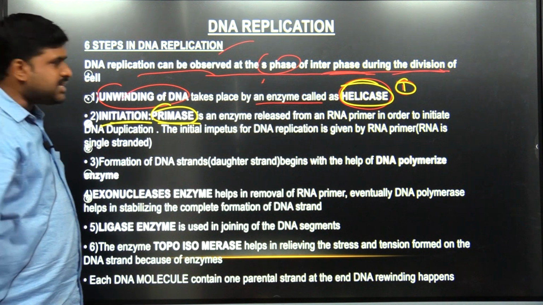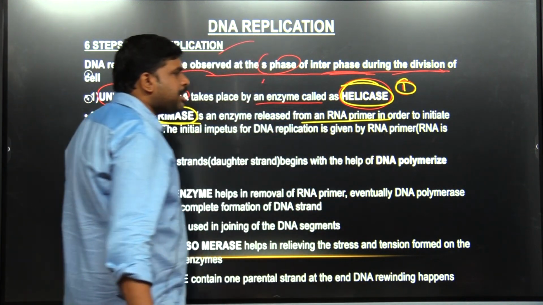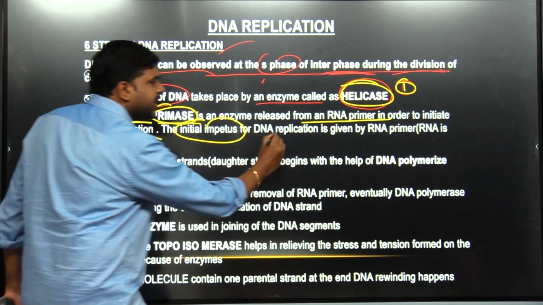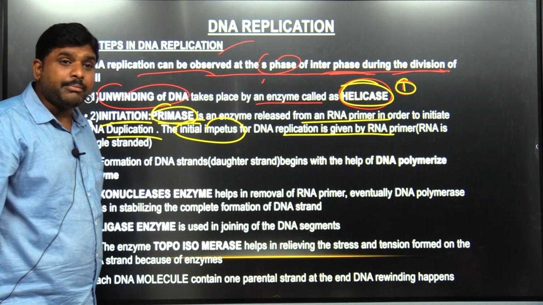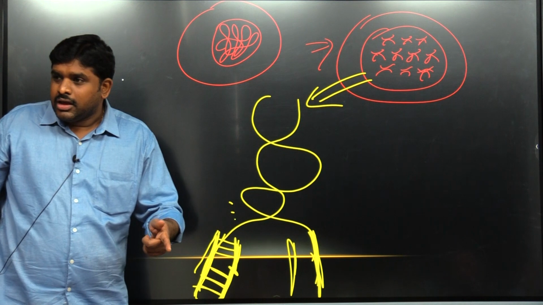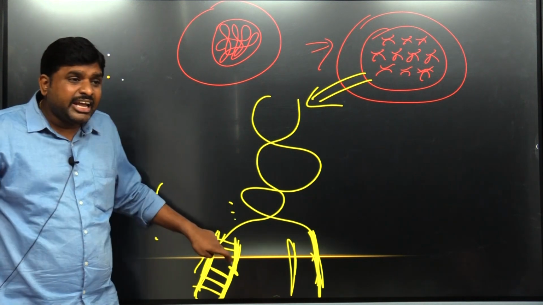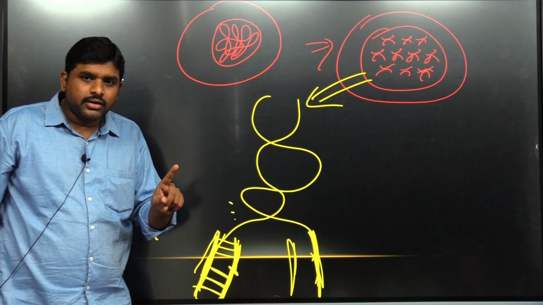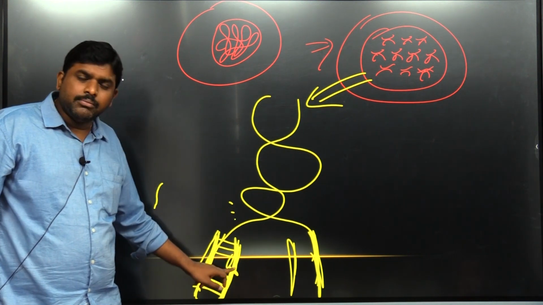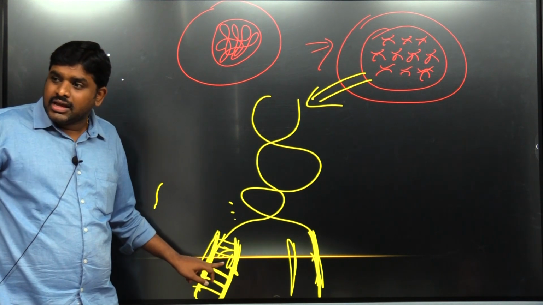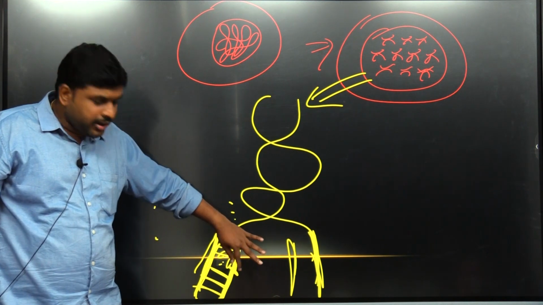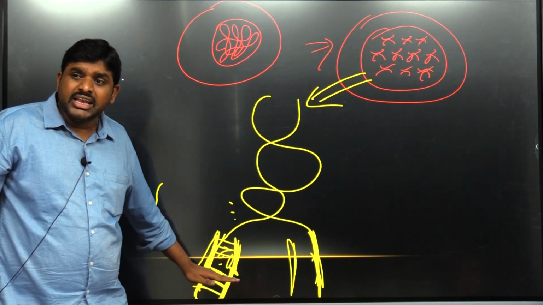Primase is an enzyme that releases an RNA primer in order to initiate DNA duplication. The initial impetus for DNA replication is given by the RNA primer because RNA is a single strand. So RNA is single strand, so it can come. DNA cannot come. Why? Because it is double stranded, but I required only one strand. So the primase enzyme and an RNA primer came, and the RNA primer started initiation. That is the reason the second step is called initiation. When the initiation happened, I stopped the RNA primer, then DNA polymerase.